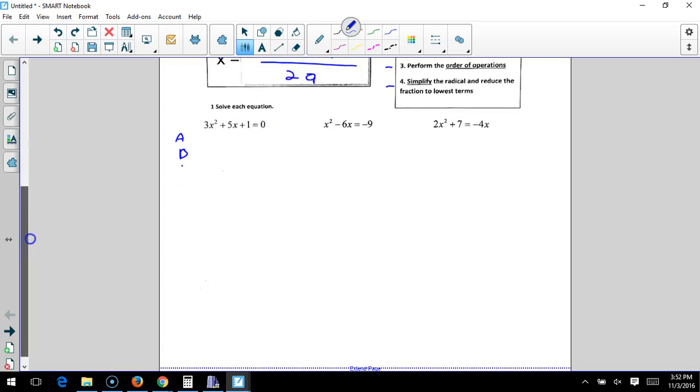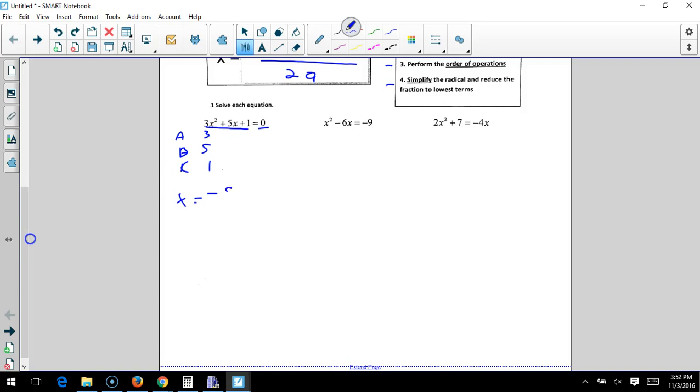A, B, and C. So A is 3, B is 5, C is 1. And we know that because it's already set in standard form equal to 0. So I just set up my x equals the opposite of b plus or minus square root b squared minus 4 times a times c all over 2a.